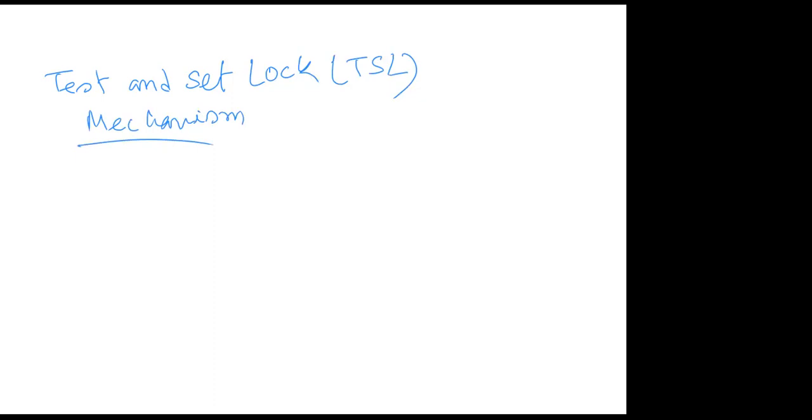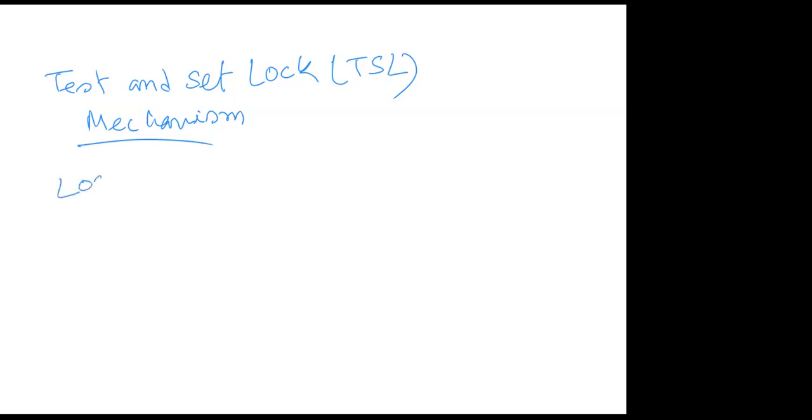why mutual exclusion isn't guaranteed by the lock variables. The TSL, test and set lock mechanism, is kind of an improvement of the lock variables mechanism. It is just an updated form of lock variables. Now let's see how you can implement these lock variables.